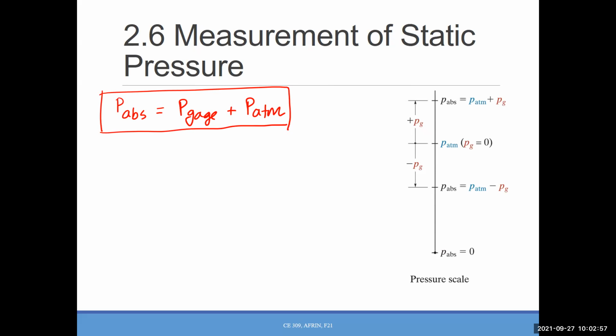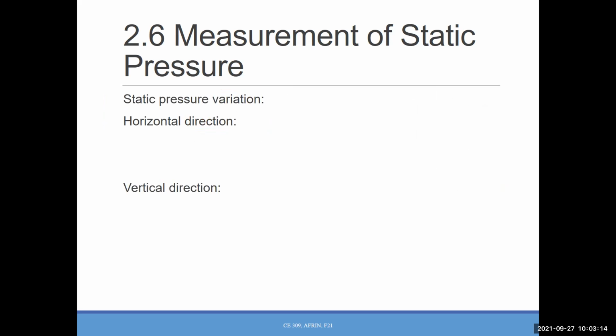So for today's lesson, what we will try to learn is how we can measure the atmospheric pressure and gauge pressure using some commonly available equipment. That is the lesson objective for today. Now, before that, let's review the static pressure variation. We discussed the static pressure variation for the horizontal direction. We discussed that for the vertical direction also, right?